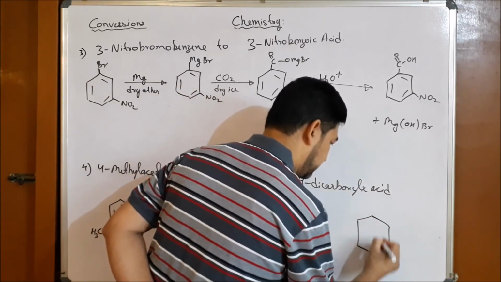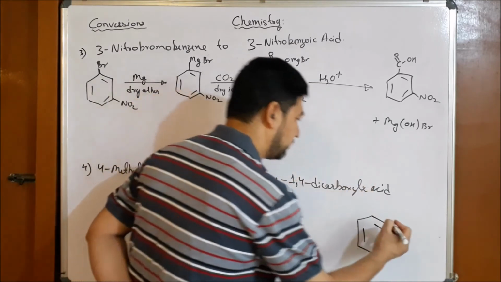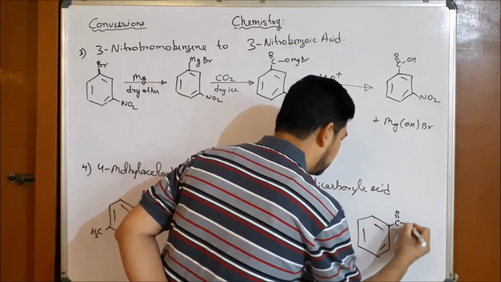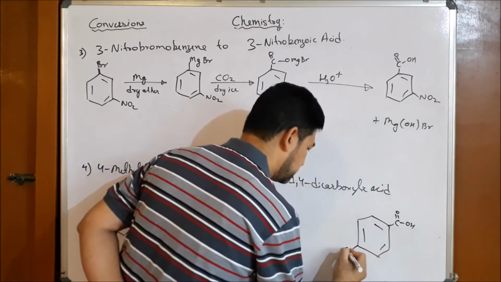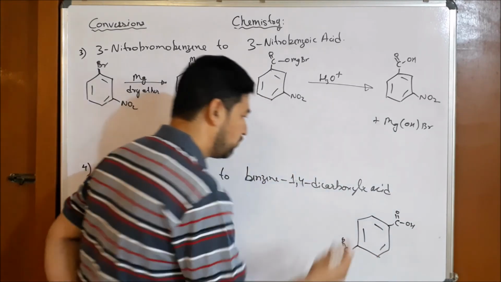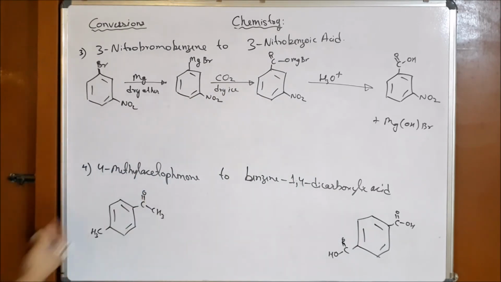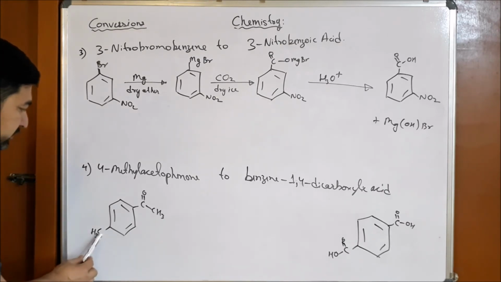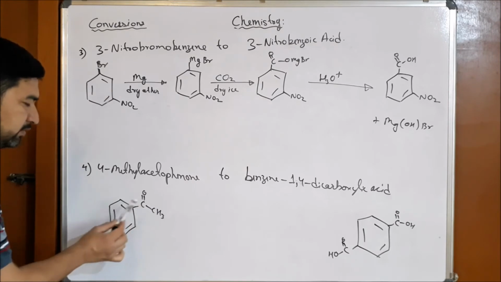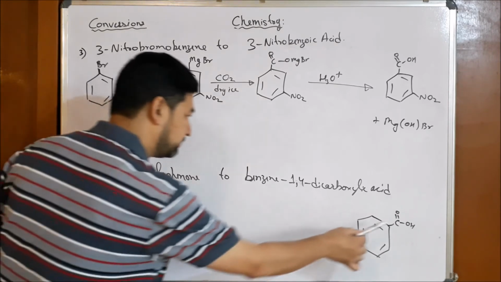So benzene with 1,4-dicarboxylic, so it's a C double bond OH, and here is also C double bond OH. So 1,4. Now we have to compare. First we have to do the carbon count, right? The carbon count is the same. Here is one carbon with the benzene ring, and one carbon, so this has been removed here.